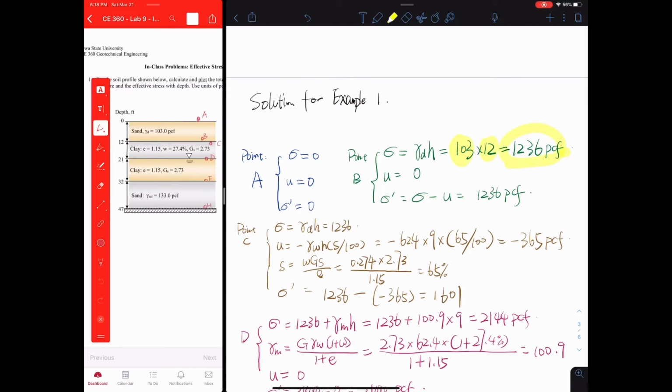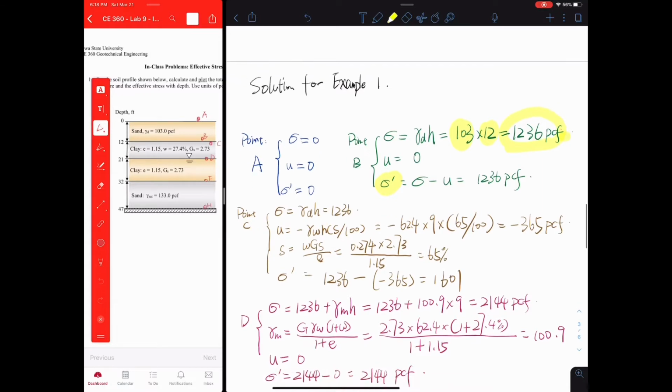And for the point B, how do we calculate the pore water pressure? Yes, the pore water pressure is 0 because it is above the water table and it is in the sand layer, and the sand layer does not hold the water. So the pore water pressure should be 0 because it is totally dry. Okay? And then the effective stress is very easy. We just use the total stress minus the pore water pressure.